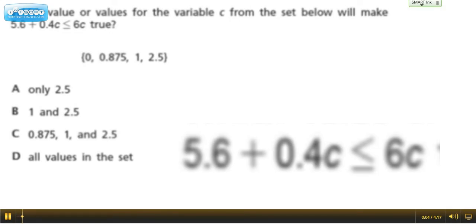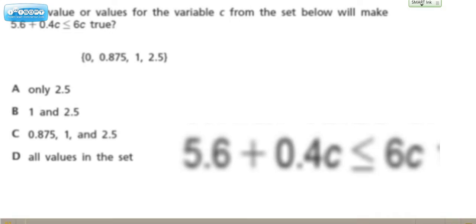We're taking a look at a tricky question. Which value or values for the variable c from the set below will make this inequality true? And they give you these numbers to examine. All right, so here I rewrote, even though it's a little bit blurry, the inequality down here.